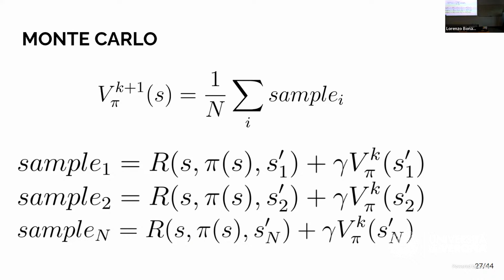Then each sample is simply the immediate reward plus the discounted future reward. Since this is an estimate, this is our current estimate, and we update our estimate iteratively by taking samples. So we take a sample, we sum it with the next sample, etc., to compute the estimate.